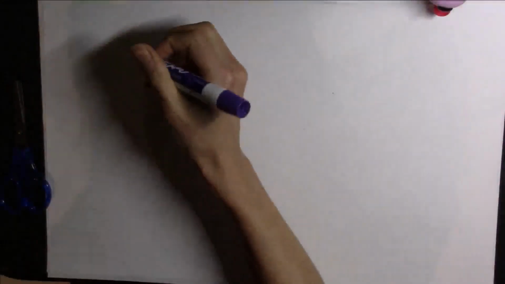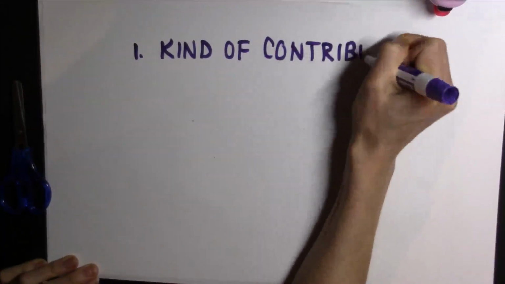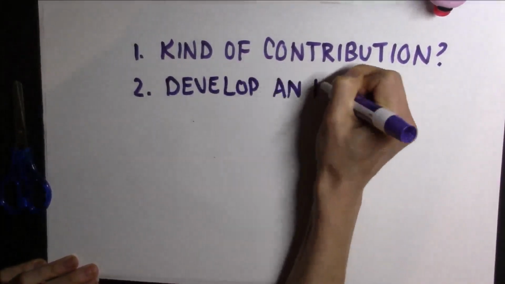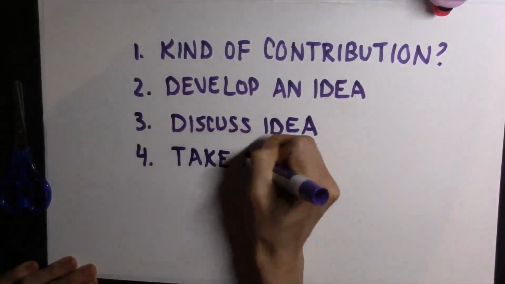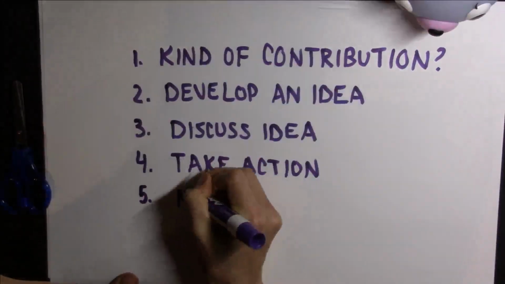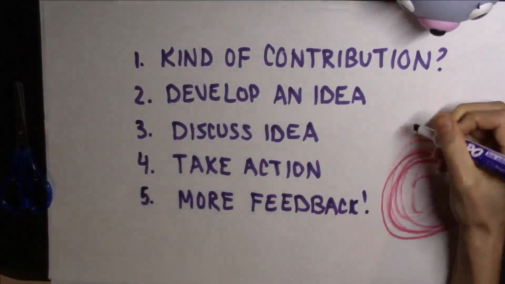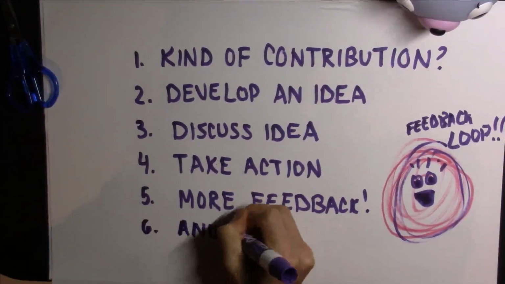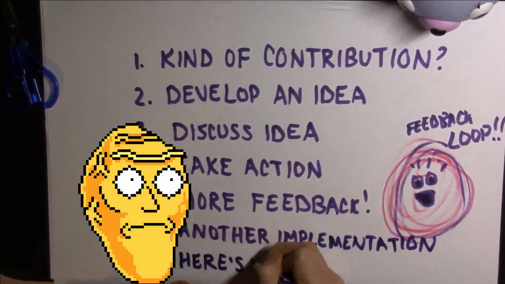And that's it. So in summary, to contribute to OCI, first figure out the kind of contribution you want to make, and then you want to develop an idea, discuss the idea, take some action to show that it has feet, get more feedback, circle around getting feedback in a loop until you have as much feedback as you need, maybe do another implementation, and then the final, here's what I got.